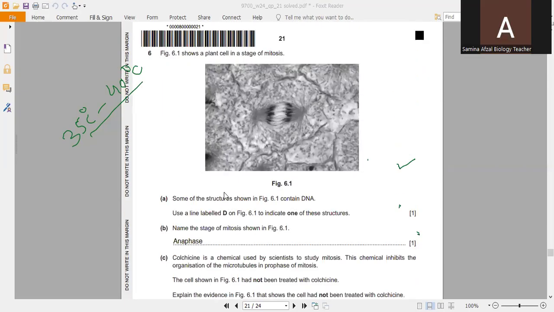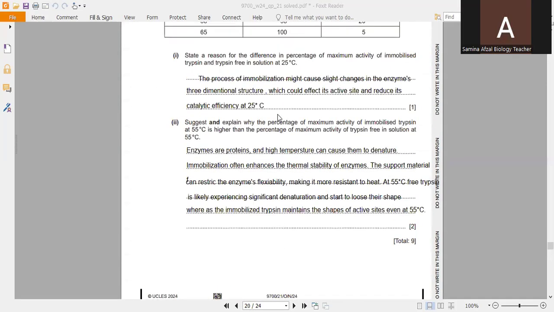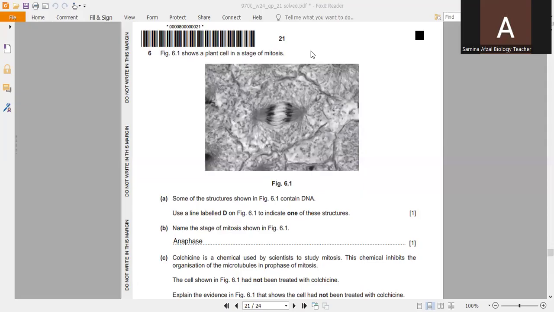So it was all about question number 5. Now, question number 6. You can see figure 6.1 shows a plant cell in a stage of mitosis. Some of the structures shown in figure 6.1 contain DNA. Use a line labeled D on figure 6.1 to indicate one of these structures. Name the stage of the mitosis shown in figure 6.1.